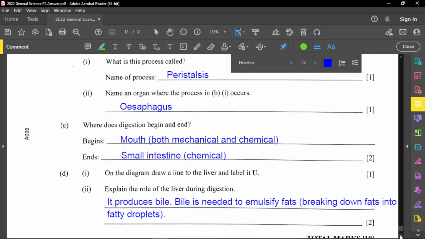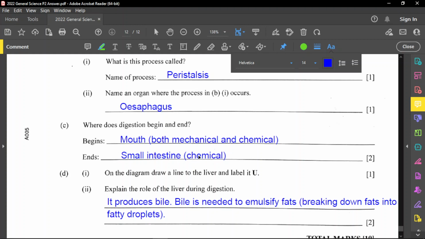Now for part C, where does digestion begin and end? Digestion begins in the mouth. And there are two types of digestion that start in the mouth. You have mechanical digestion, which is chewing. And you have chemical digestion of starch, and that's why you release salivary amylase. So all digestion generally begins in the mouth. All right, and it ends in the small intestine.